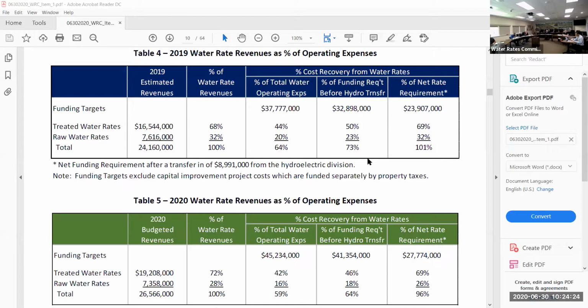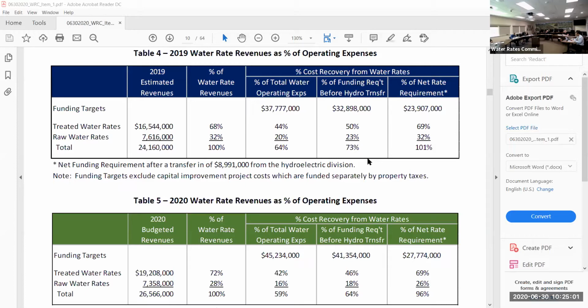amount of the operating expenses for 2019 for the water fund. Of that amount, that 64%, what we're saying is that the rate revenues are going to only recover 64% of the operating budget before the transfer in. After the transfer in, the rate revenue requirement is going to recover 101%. So Hydro is going to help the water department build a little reserves after the transfer in. That's for 2018. That's the 1%, yeah.